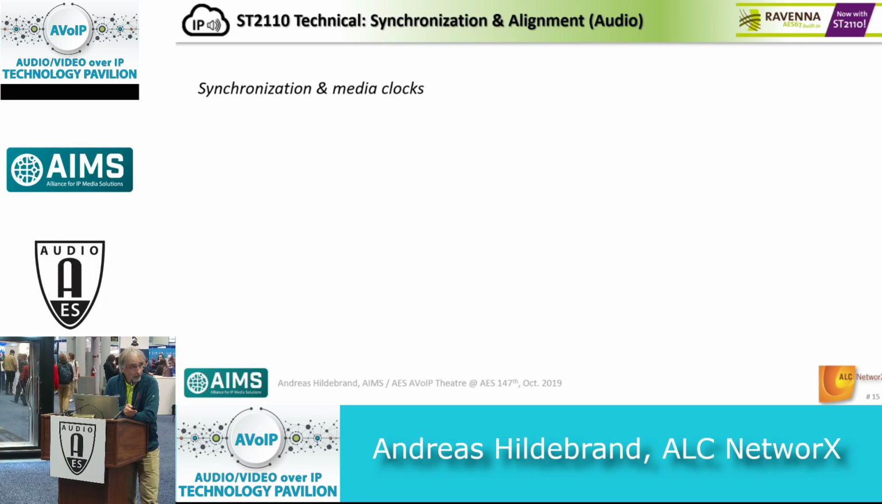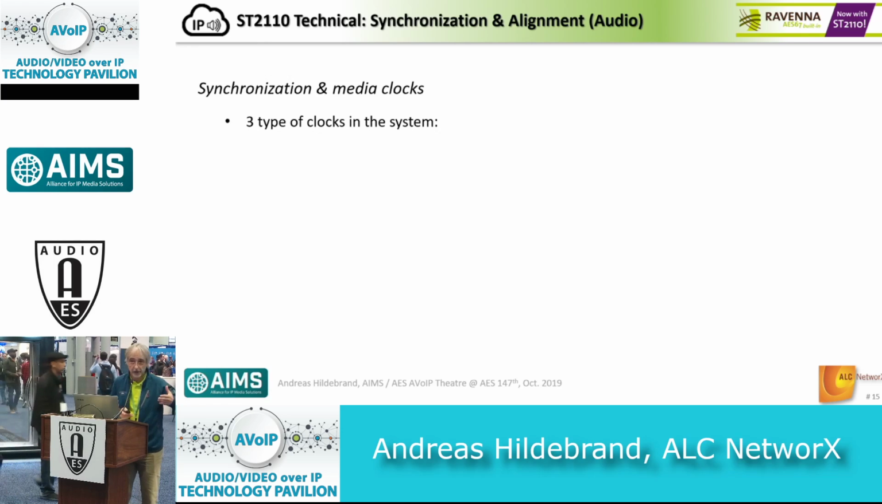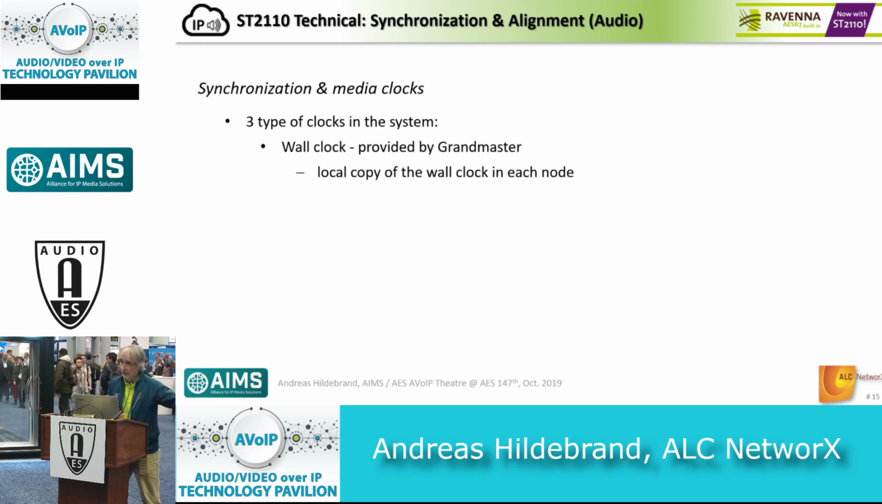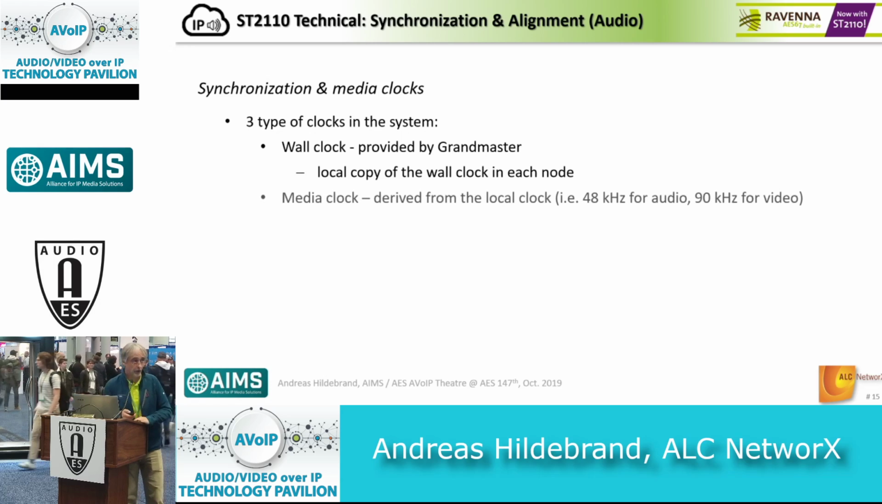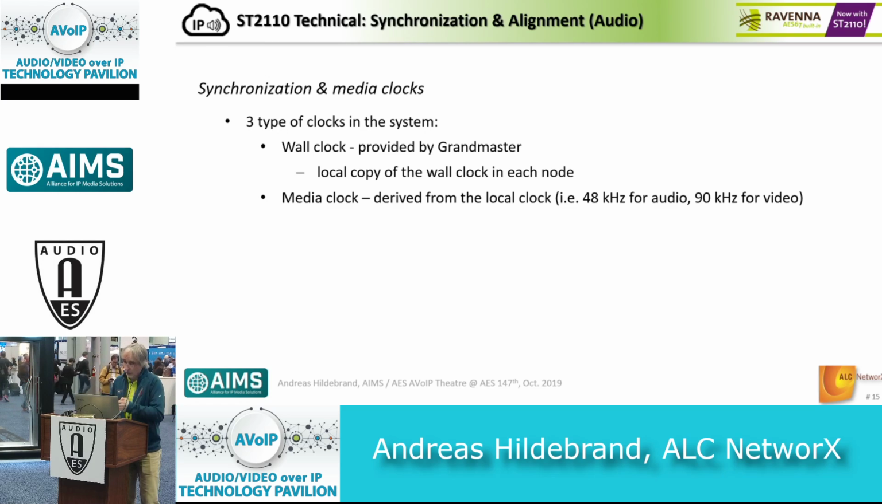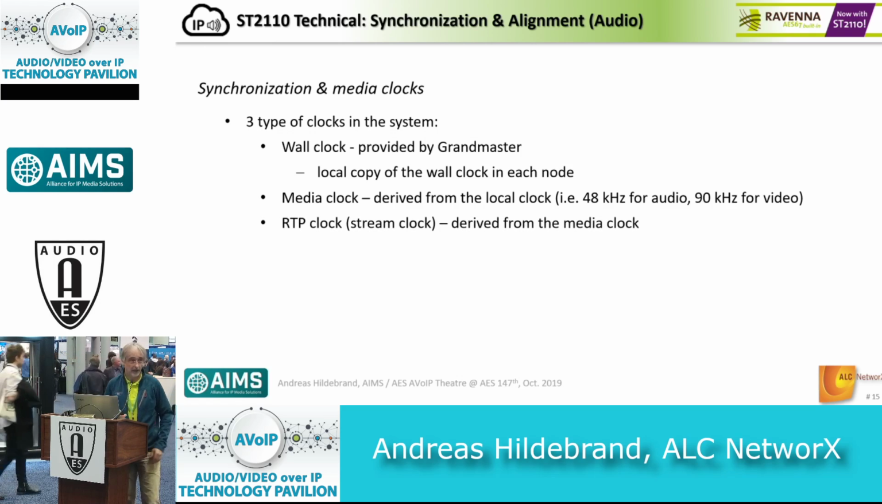And here's an illustration coming up of how that actually works in the system. To fully understand this, we have to introduce 3 clocks to the system. The first one I've already mentioned, that's the wall clock. And a local copy of the wall clock is living inside the nodes, right? That's the copy of the wall clock inside the nodes. Then we have the media clock. This is something which can be set to 48 kilohertz, 44 kilohertz, whatever. That media clock is derived from the local clock, which in turn is referenced to the wall clock. So we have seen that all these clocks are identical.